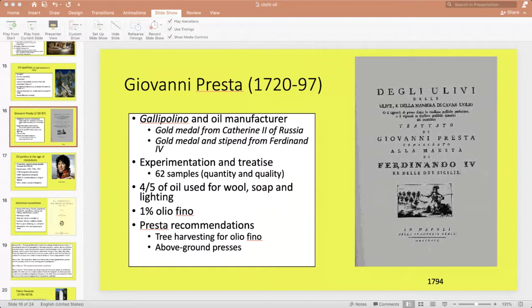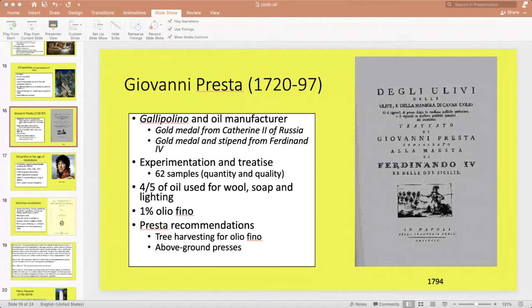And he is one of those who's recommending best practices, namely, instead of harvesting from the ground, harvest from the tree, get out of those underground, smelly, disgusting presses and build them above ground, and so on. But what's also interesting for us from his work, and then I'll move on, is the observation that 80% of oil at the time was being used for wool, soap, and lighting. So only 20%, if we were to believe Presta, was comestible oil, was oil used for food. And again, the peasants didn't make a distinction between food oil and lighting oil, for example. And a tiny 1% of the oil qualified as what he called olio fino, the best quality oil made from pre-harvested olives, harvested in November, say, and pressed quickly after harvesting. That, of course, was the most expensive and was consumed only by the rich.